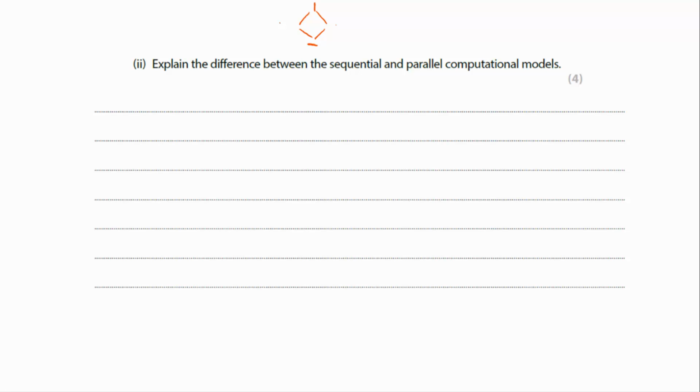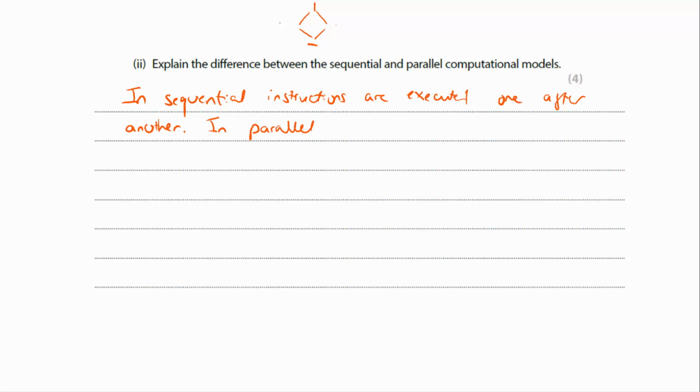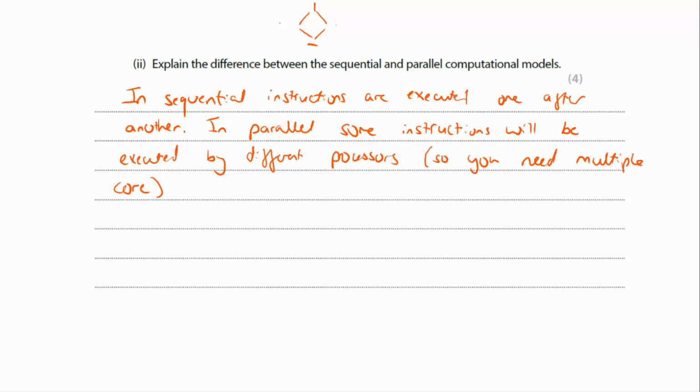So in sequential, it's one after the other. Whereas in parallel, tasks will be split up, or some instructions will be executed by different processors. So they need multiple cores. This is just multiple processors on the same chip essentially, and then the results are recombined.